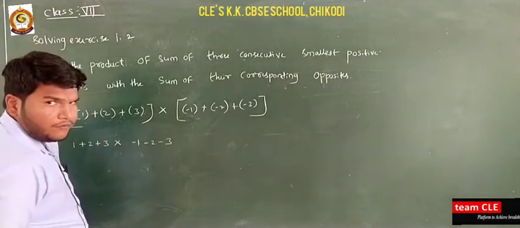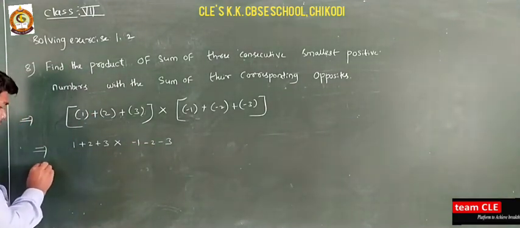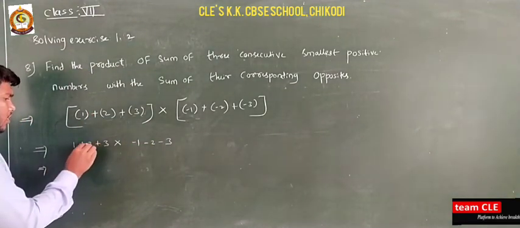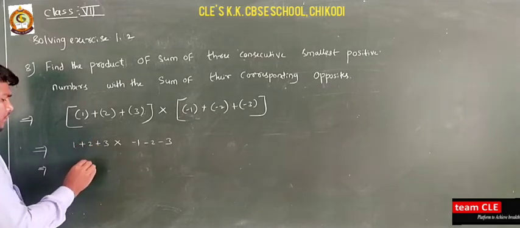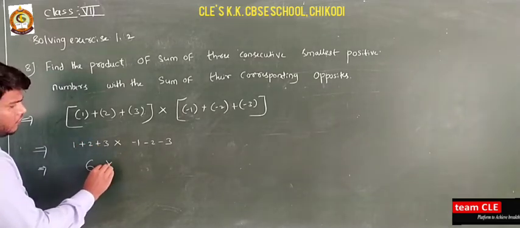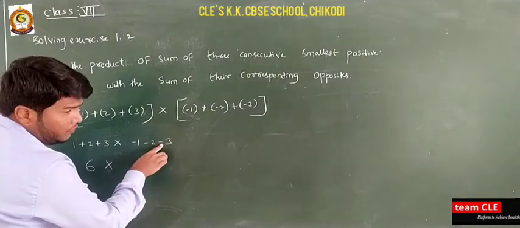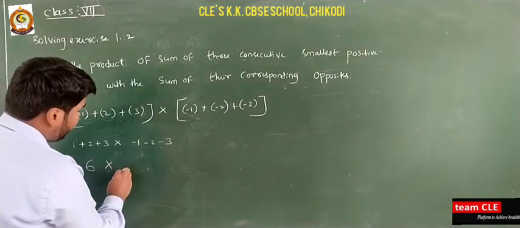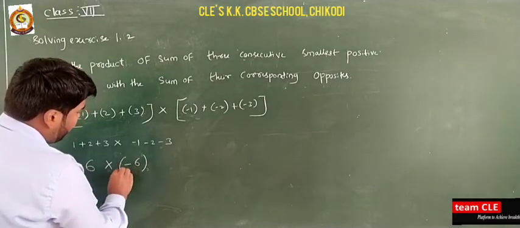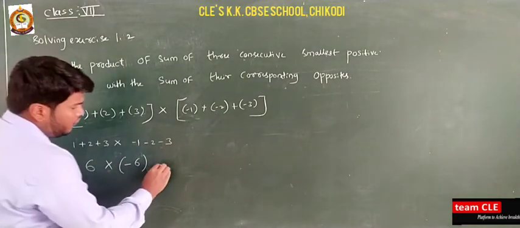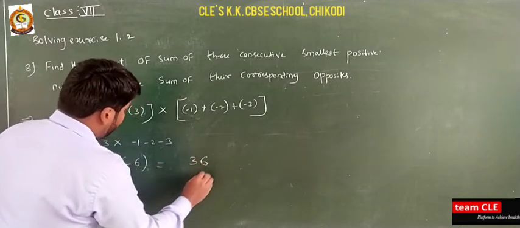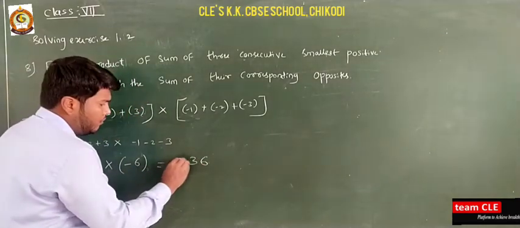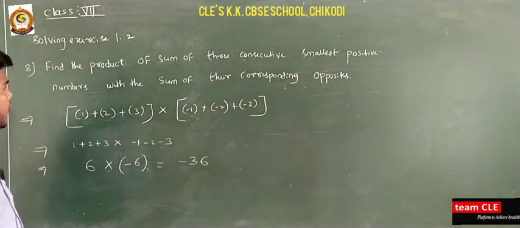1 plus 2 plus 3: 1 plus 2 is 3, plus 3 equals 6, into -2 minus 3, which equals -5, plus -1, which equals -6. So 6 into 6 is 36, and plus into minus is minus. So minus 36 is the required answer. Please note down this problem.